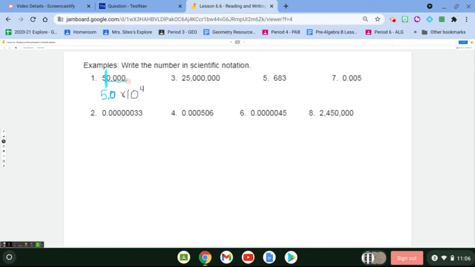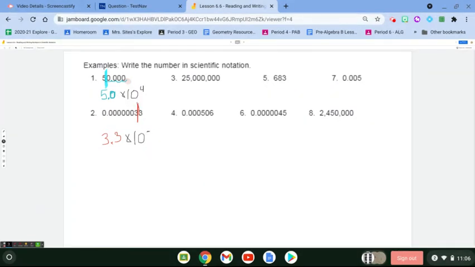Let's try out number 2. So again, you want that factor to be a number between 1 and 10. So if you ripped off all the zeros and you put that decimal point in between the two 3s, you would have 3.3 times 10. Now you're dealing with a negative exponent this time because you're dealing with a decimal.